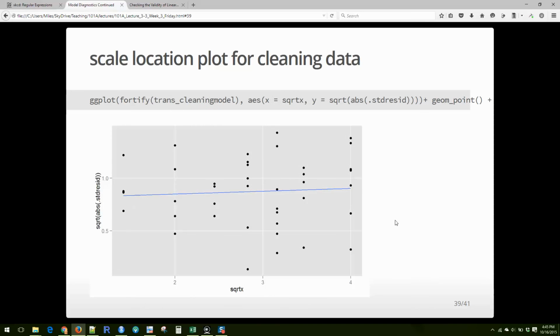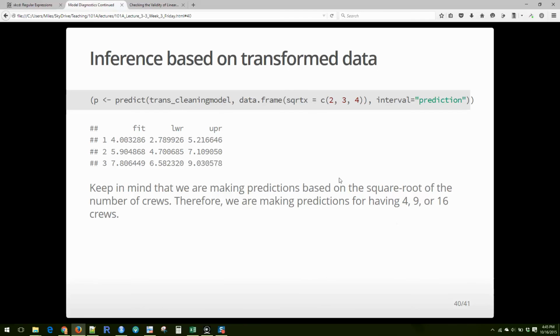So let's talk about the inference that we can do based on this. I'm going to create a prediction model, and my data frame is going to create predictions for when x is equal to 2, 3, and 4. But keep in mind, this is the square root of x equals 2, 3, and 4. So what was the original x?